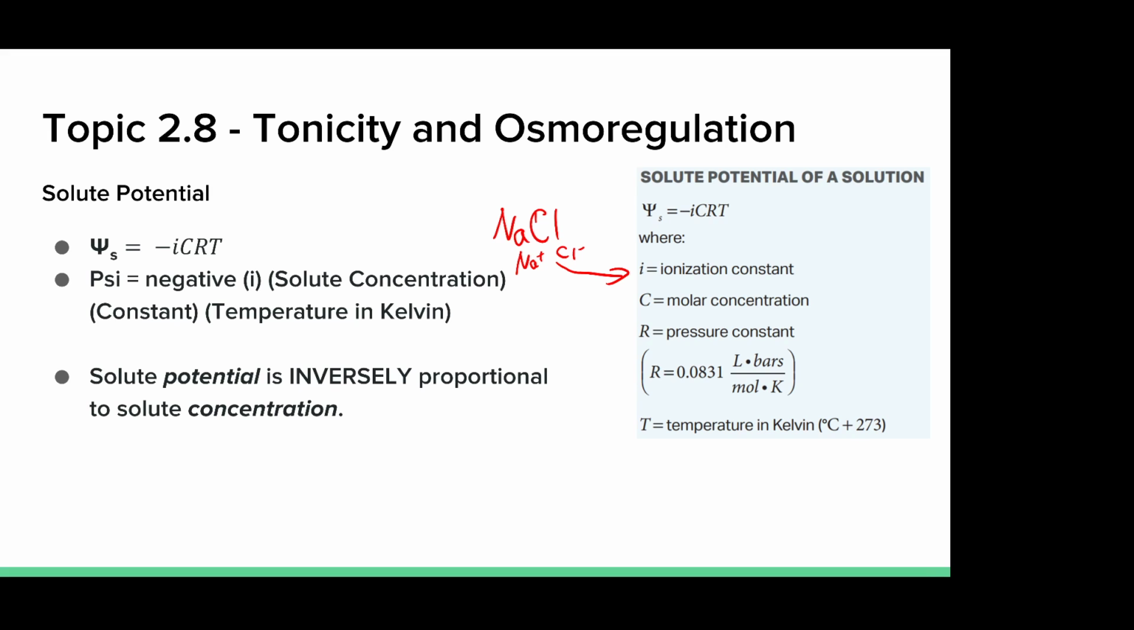Next one, solute concentration, or as they call it, molar concentration. This is typically one of the big variables that you'll have to either solve for or ascertain somehow. Then we have a constant, denoted by R, the pressure constant, and the most common form for that pressure constant is the number 0.0831 in units of liter bars divided by mole Kelvin.